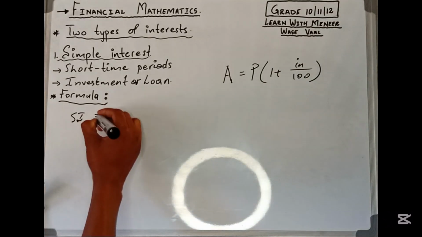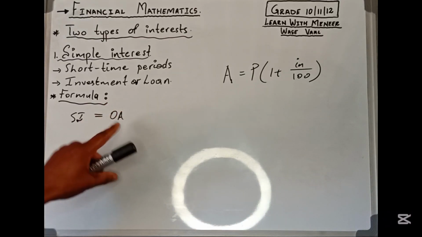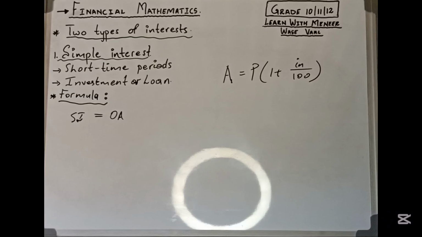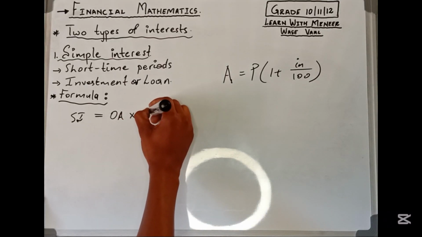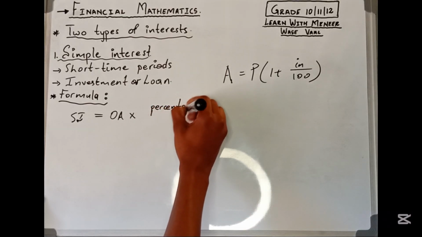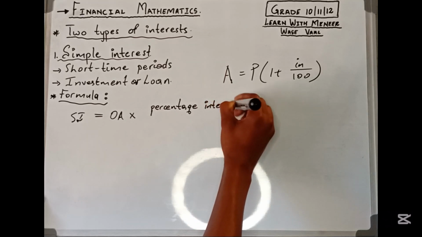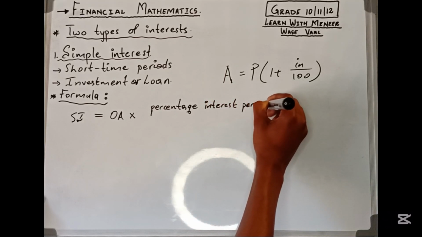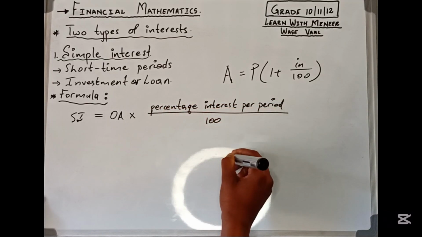That means when you want to calculate simple interest, we're just going to say OA. OA refers to original amount. I don't want to write it in a big way because it's not going to fit on the board. So OA refers to original amount. That will be multiplied by the percentage interest per period, divided by how much, guys? By 100. Are we fine?